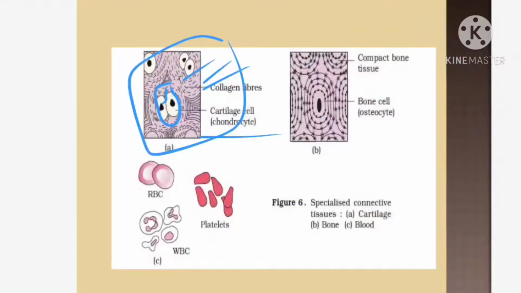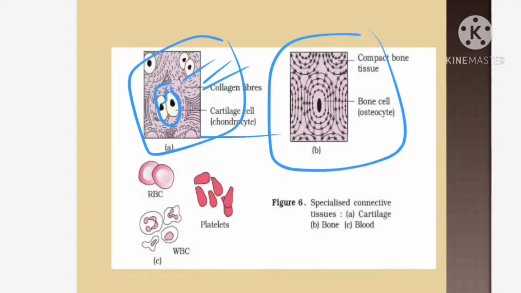So cartilage contains collagen fibers and a fluid-filled matrix, wherein the cartilage cells are present. The name of the cells is chondrocytes. Now this is the structure of a bone cell. Bone cells also have a cavity. Inside the cavity there is a matrix, but the matrix is solid, made up of calcium deposits. So it's much harder, right?